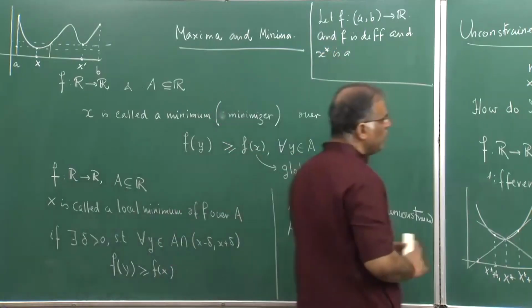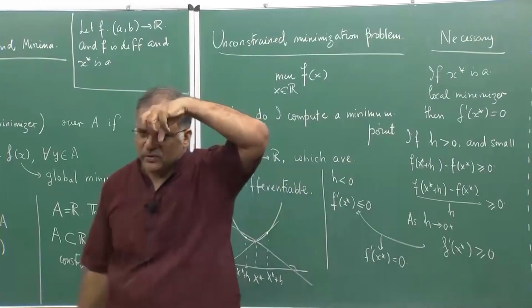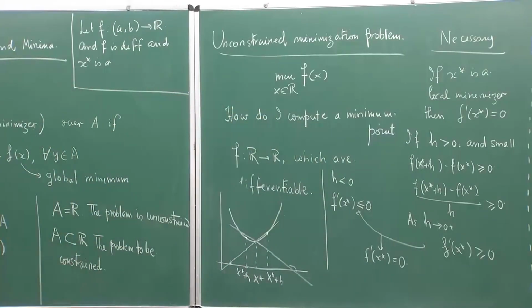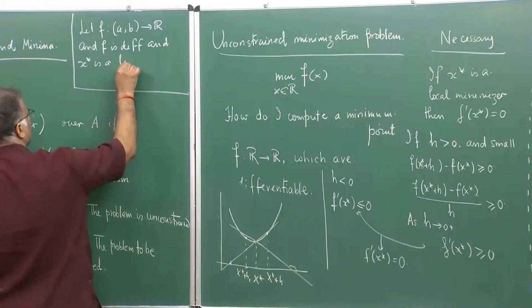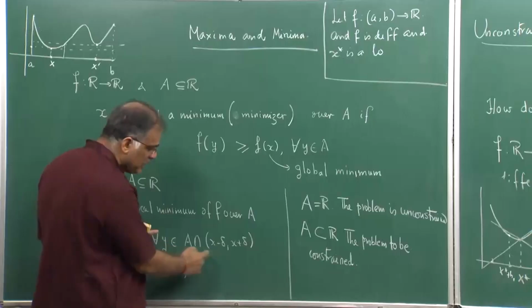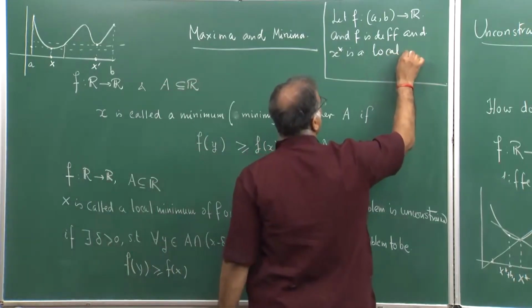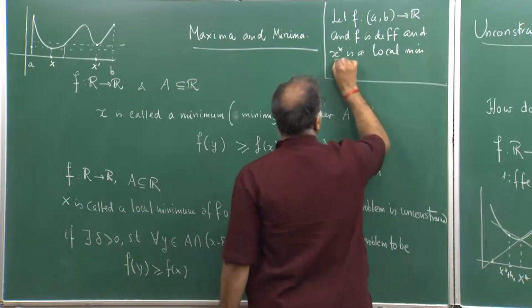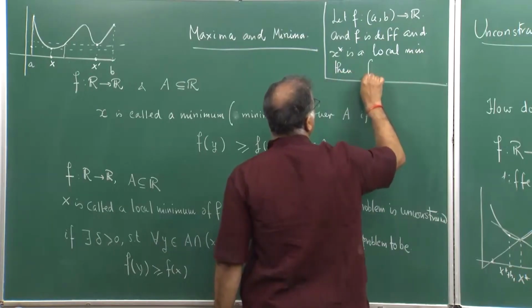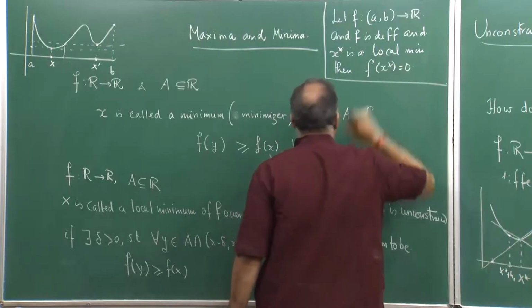I am using this word h is small, because a local minima should stay within some given delta neighborhood. Because if A is equal to R, then y should just belong to x minus delta to x plus delta. So the intersection would be just this. And x star is the local minimum, then f dash x star is equal to 0.